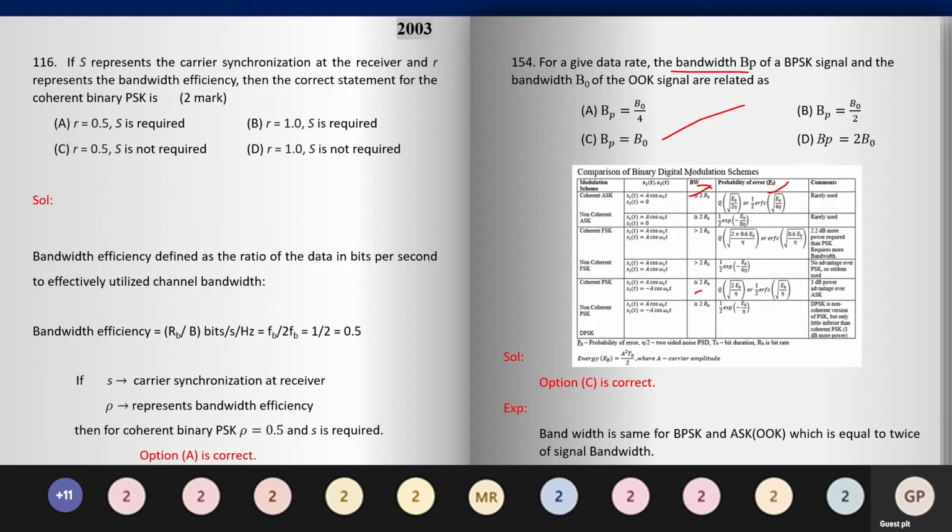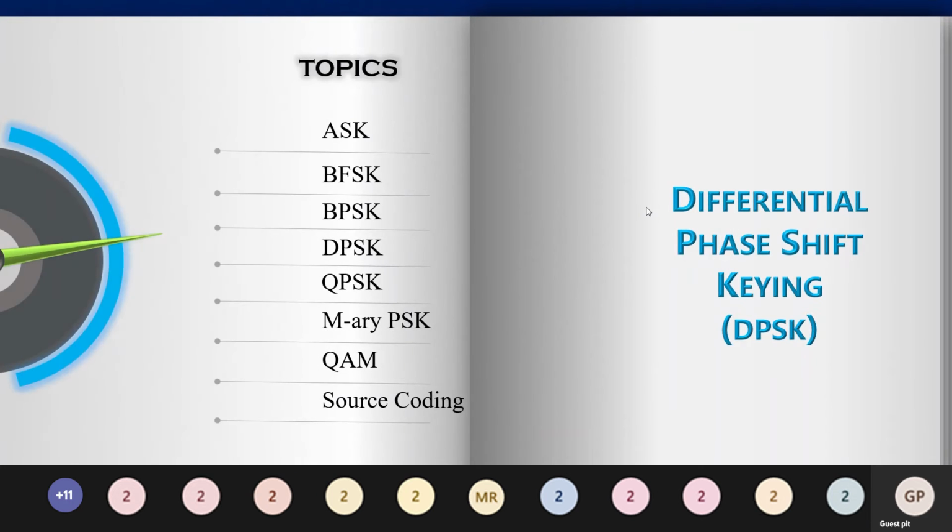Okay, so that's it. That's about BPSK. So now we'll see the next topic, that is differential phase shift keying. So far in the classes you would have studied the theoretical concept about DPSK, right? So in university, sorry, from a GATE point of view, they'll ask you problems related to it.